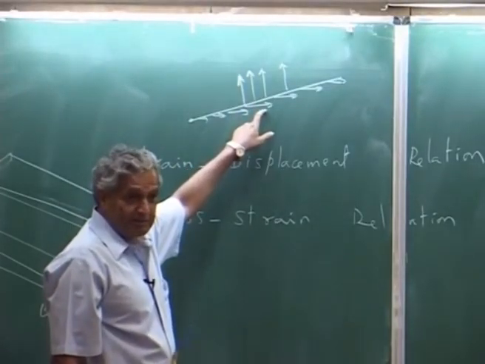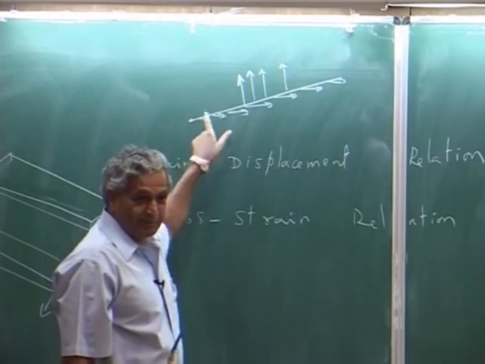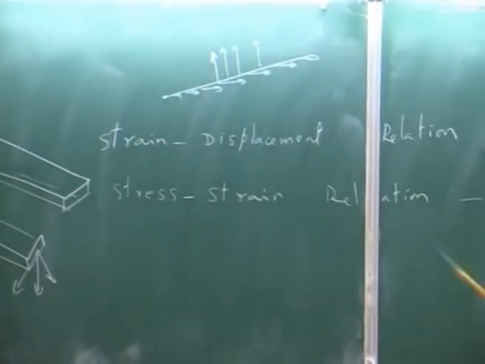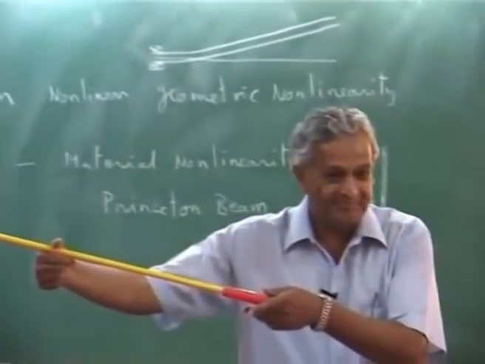Actually, the maximum bending moment is not at the root. You can have zero bending moment. That is why you can have a hinge and you still have an equilibrium. You understand?